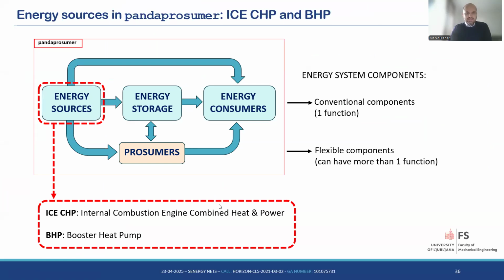pandaprosumer has an advantage that it can model both conventional systems and systems with flexible components. This is very useful when you want to compare, for example, existing systems to something new, something that you would like to develop. And in this case, we are focusing mainly on the inputs, so on the energy sources. The internal combustion engine-based combined heat and power, and the second source will be the booster heat pump.